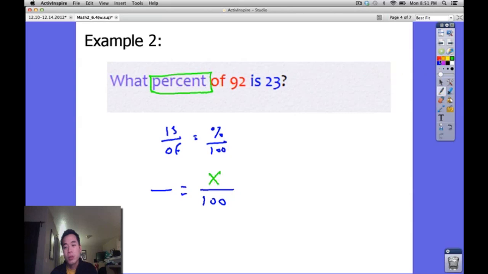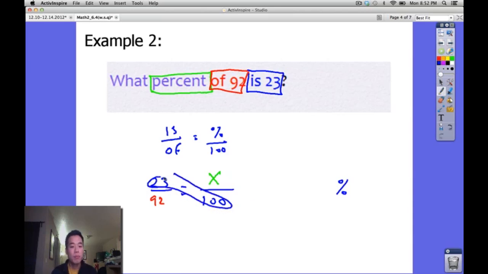And then comes the tricky part, the is over the of. So I know the is is 23, it's right next to the is. The of is right here, so just put 92 because that's where the of is. The is is 23. So there we go: is over of equals percent x over 100. This time we're looking for a percent, so I know I need to use a percent sign in my answer. So I can cross multiply.